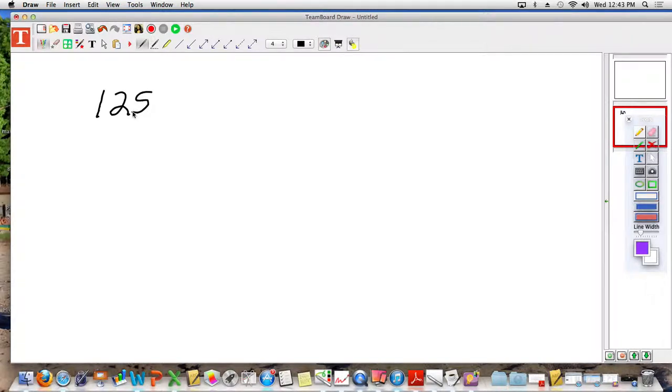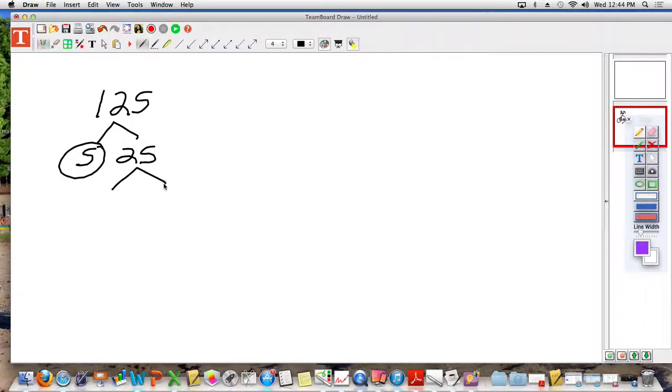125. Help me out here. What number do you know divides into 125? 5 and 25 will work. 5 is prime, so I'm going to circle it. I'm done with it. But now I can break 25 down.